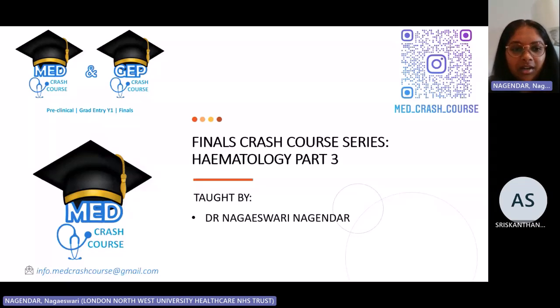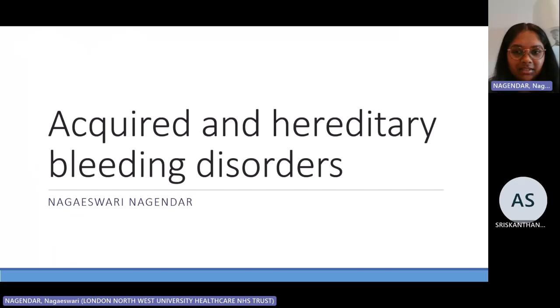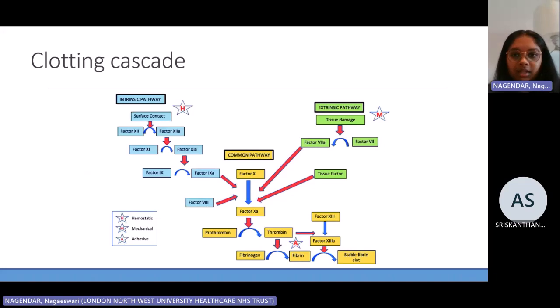Hi everyone, so I am going to be talking through acquired and hereditary bleeding disorders today. So just to start with, we'll review the clotting cascade. On this diagram you can see the intrinsic pathway and the extrinsic pathway. Now both pathways then combine into this common pathway, and that leads to the activation of factor X, and then subsequently prothrombin becomes thrombin, and we build this thrombin fibrin activation, and that finally forms the fibrin clot.